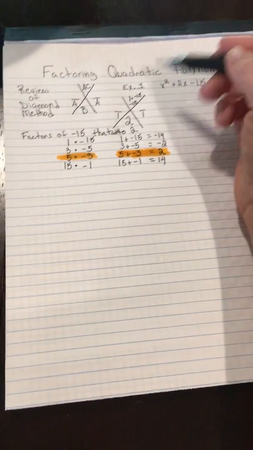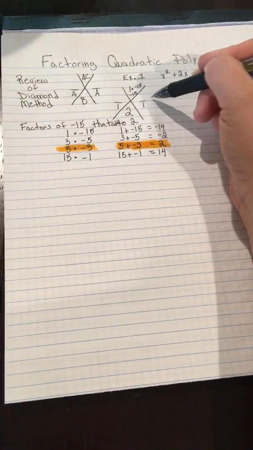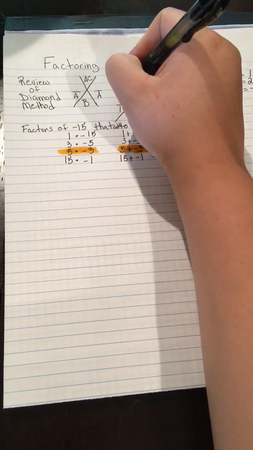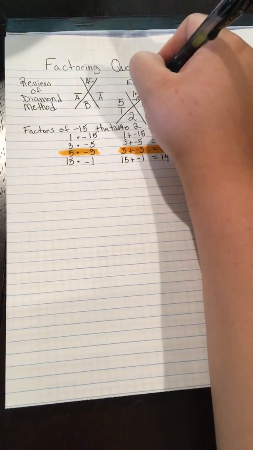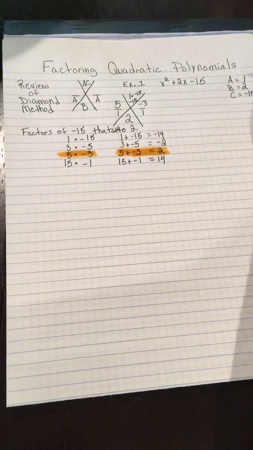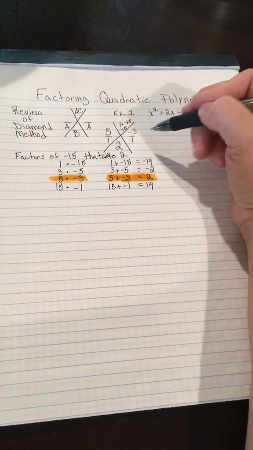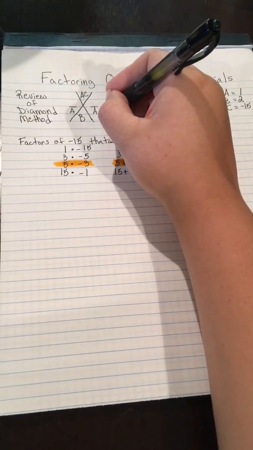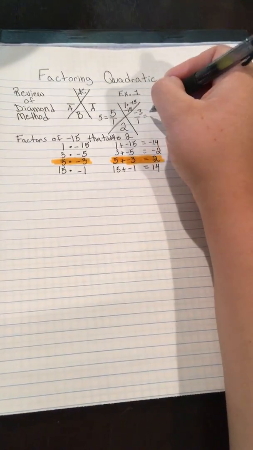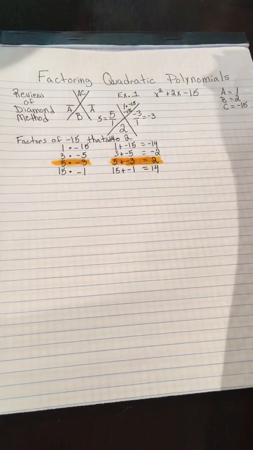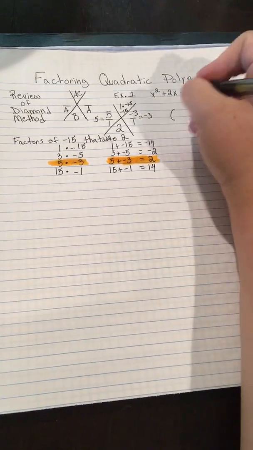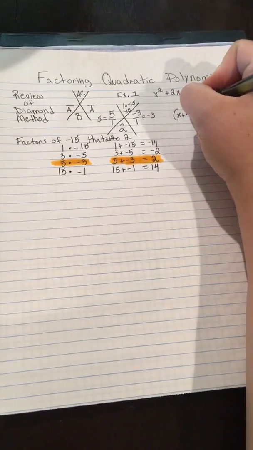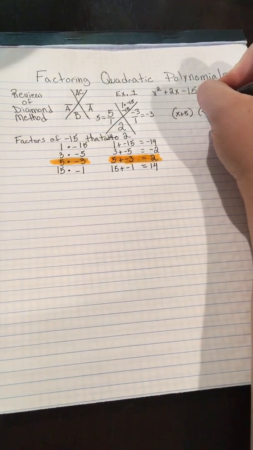And what we do with those is we plug them in to this section. It doesn't matter what order, so we're just going to write 5 and negative 3. Now, 5 divided by 1, that's a positive 5. Negative 3 divided by 1, that's a negative 3. So that tells us our answer is x plus 5, x minus 3.